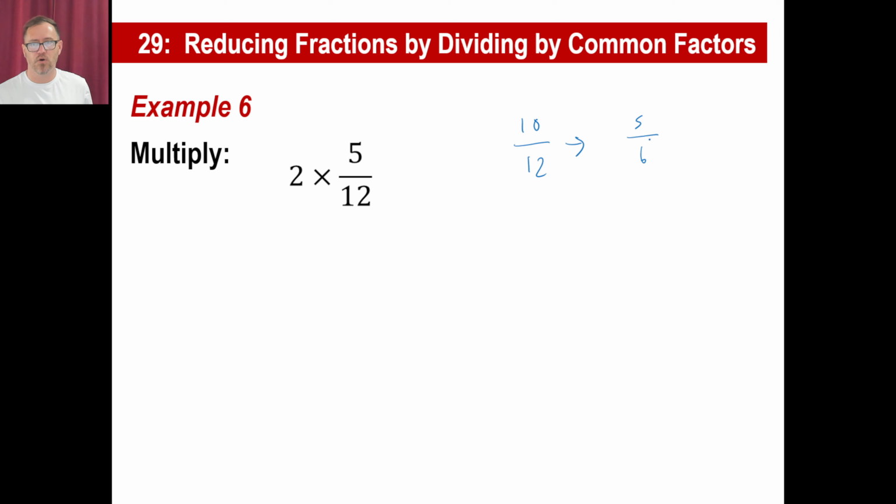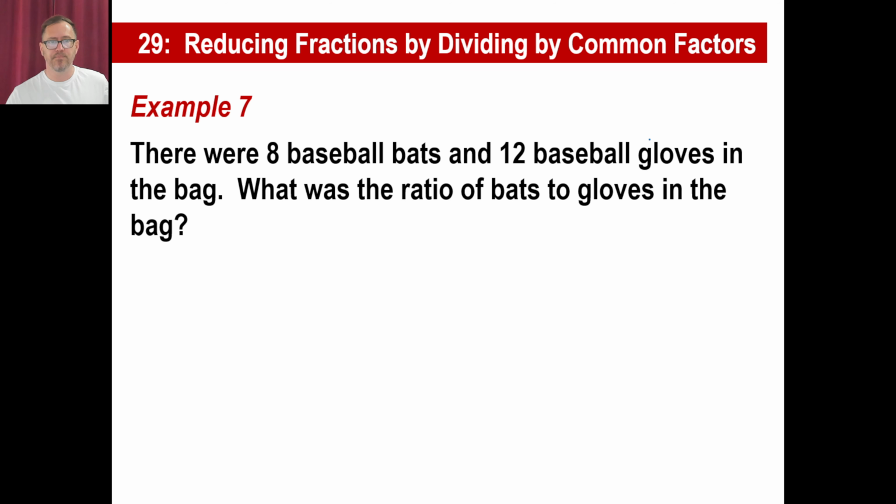All right. Okay, well, let's look at one more. There were 8 baseball bats and 12 baseball gloves in the bag. What was the ratio of bats to gloves in the bag? All right. Well, 8 bats, we'll just call them B. What's the ratio of B to G? Looks like boy to girl, right? Or bats to gloves. Oh, wait a second. Baseball bats and gloves. Yeah, bats to gloves. 8 bats, 12 gloves.